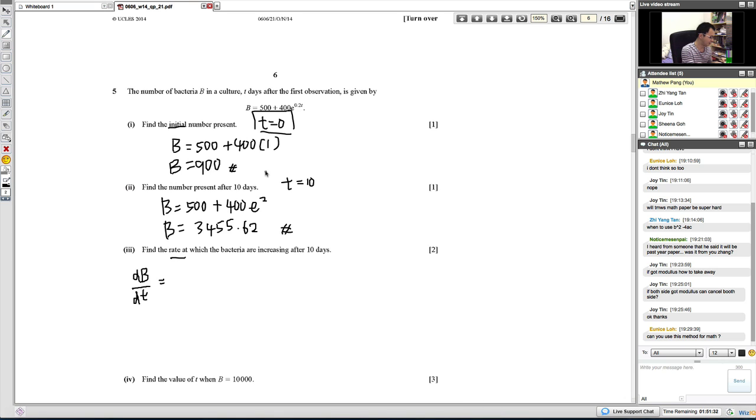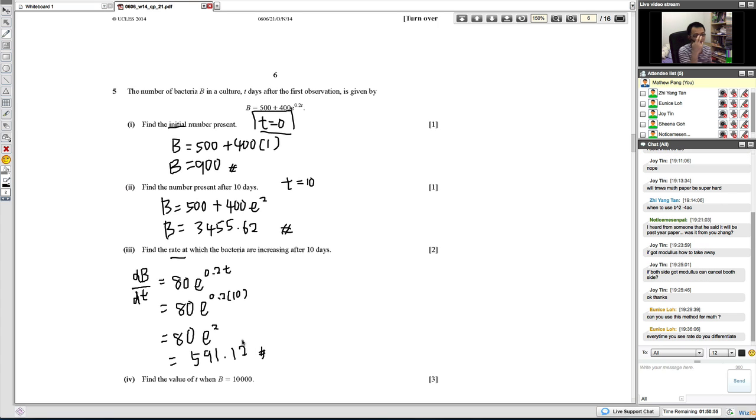0.2 multiple 400 will be 20, right? 80. Alright. This is 80 e^0.2t, because we never change the power of e. Then after 10 days, it means t equals 10. So I substitute 10 into t. This is 80 e power of 2. You can leave it like this or you can calculate e power of 2. So you will get 591.12. Right.